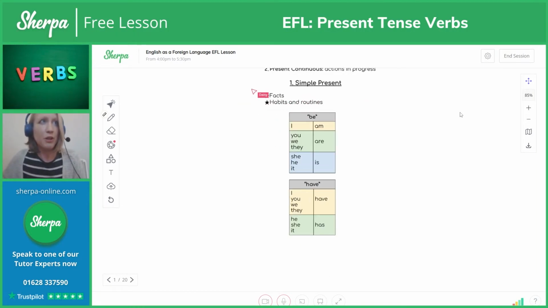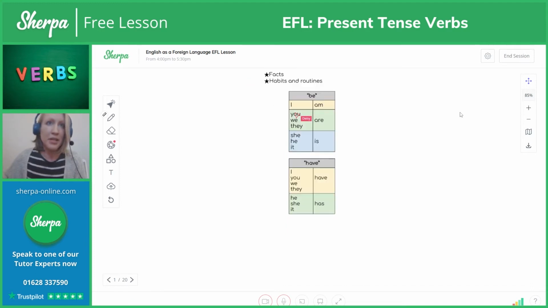We use the simple present to talk about facts, so things that are always true or generally true. So, like the sky is blue, or I have blonde hair, for example. We also use the simple present to talk about habits and routines. So things that we do often, things that we do regularly, things that we do every day or every week. So let's take a look at some basics.